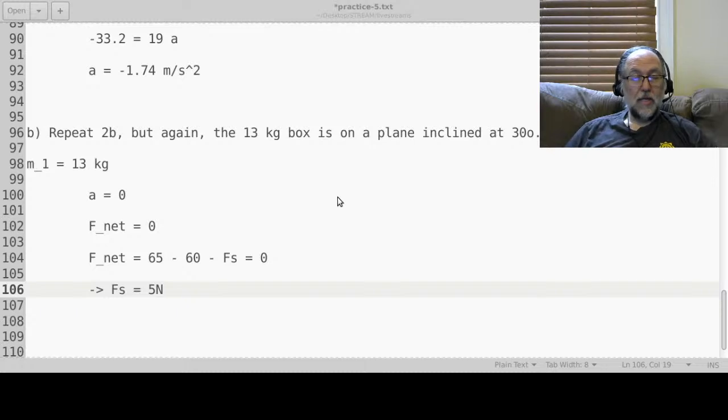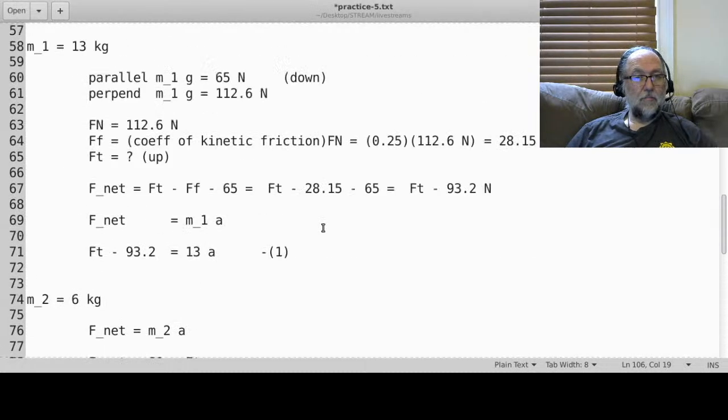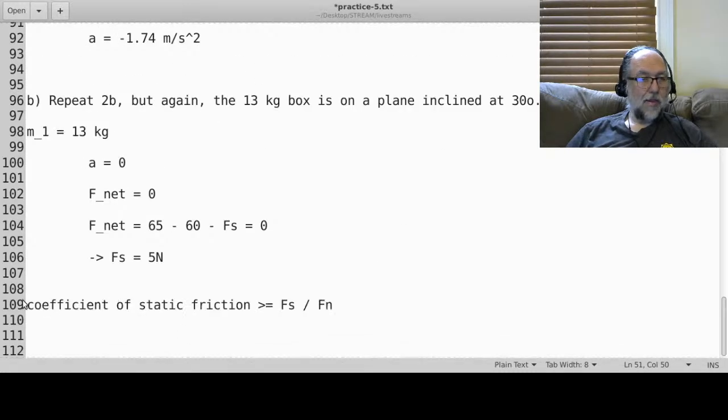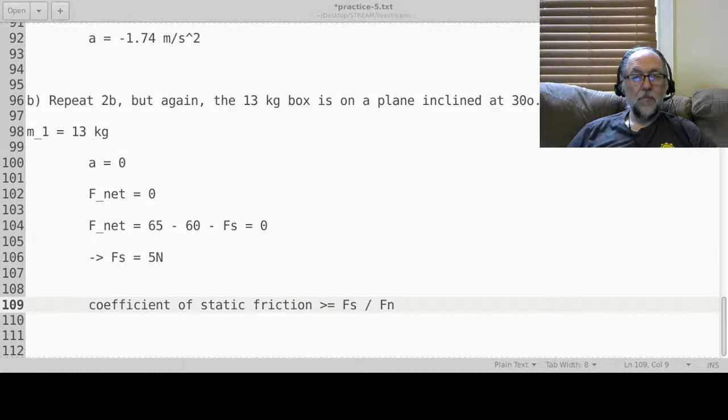Well, I technically want the coefficient of static friction. So if you take a look up here, the coefficient of static friction is given by this formula there, like that. All right, coefficient of static friction. Static friction here is 5 newtons. And the normal force, what was it again? I'm looking at the diagram. So 112.6 newtons, like that. And that's got to equal 5 divided by 112.6.